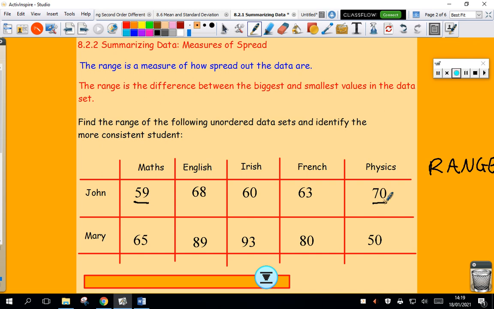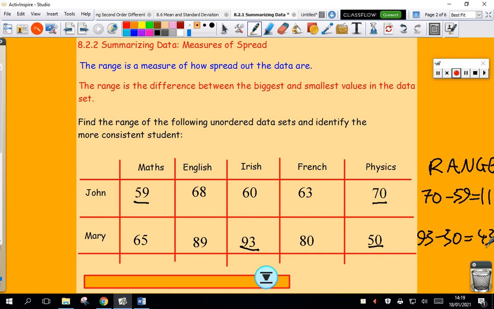So the range for John's score is 70 subtract 59, which is 11. So John's range is 11 in this case. Mary, 65, 89, 93, 80, 50. You can see she's a low score in 50, but a high score in Irish at 93. So Mary's range is 93 subtract 50, which is 43.